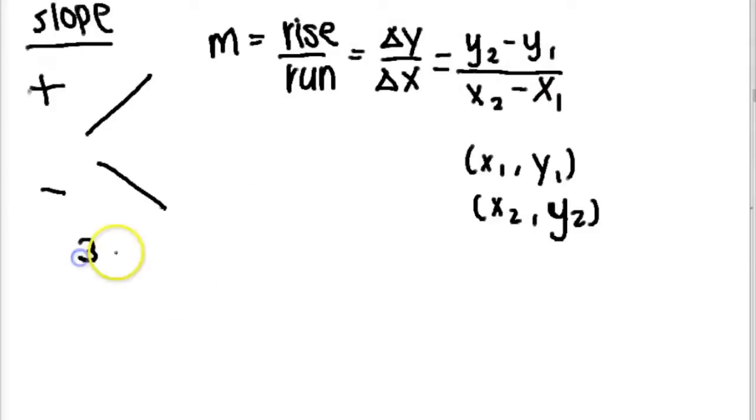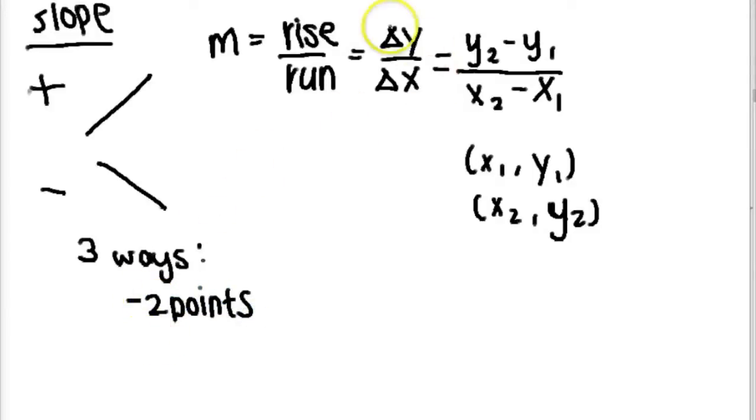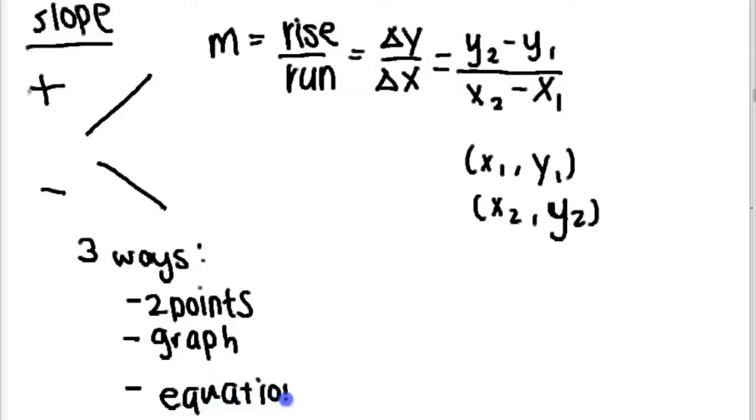And so there are 3 different ways to find the slope of a graph. Number 1, from 2 points. If the question gives you 2 different points, you can use this equation right here to find the slope. Another way is from the graph itself. You can look at a graph and find the slope. Now the third way is from an equation. If the question gives you an equation and asks you for a slope, you can use one of the formulas above again. Okay, so first we'll start with how to find the slope from 2 different points.